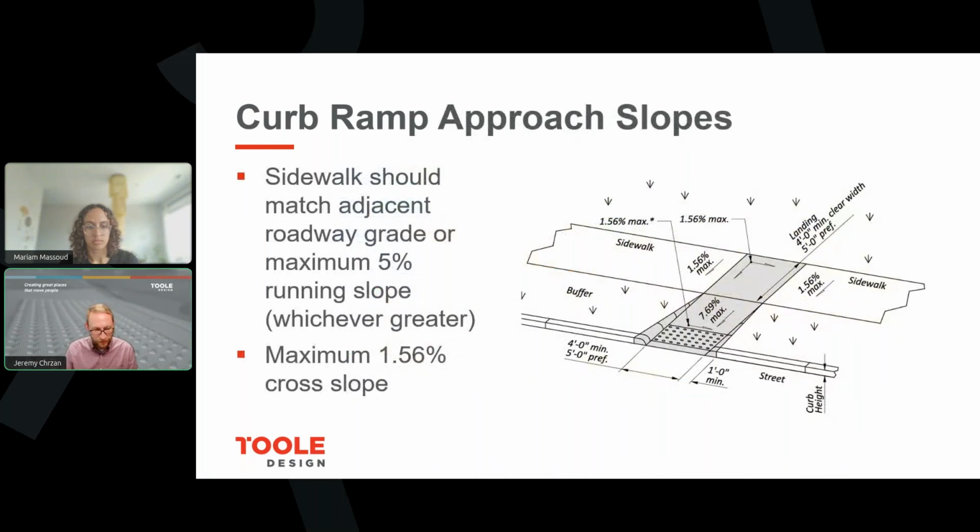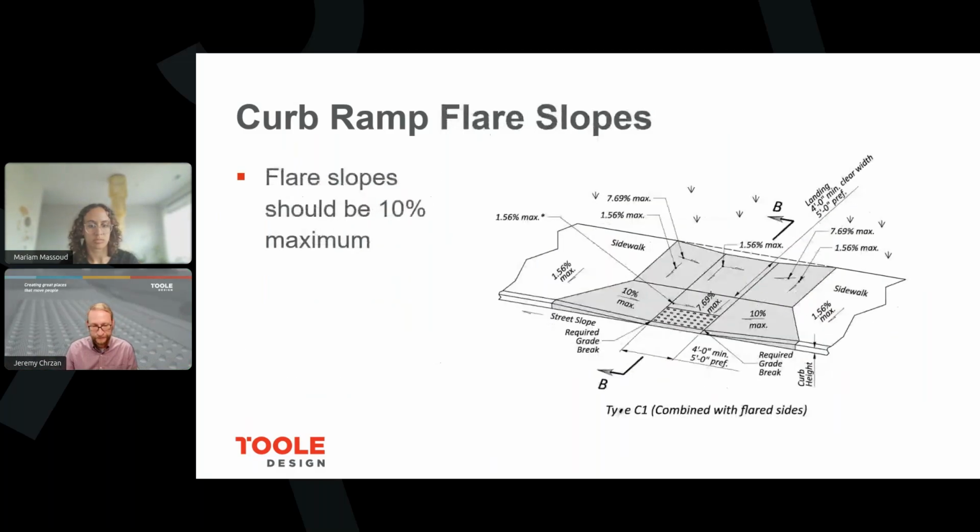The approach slopes should generally not exceed 5% or the slope of your roadway, whichever is greater. And I think that responds to the question we got earlier. If you have a steeper slope roadway, then the sidewalk shouldn't exceed that steeper slope. And then the cross slope of that sidewalk shouldn't exceed the 1.56 recommended by ODOT.